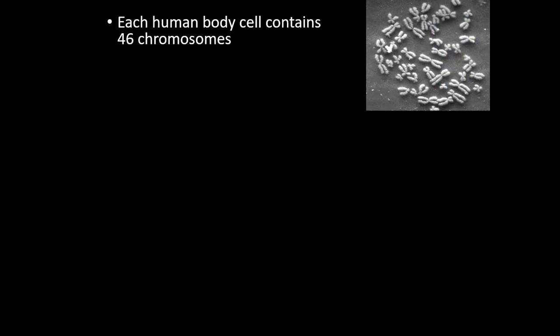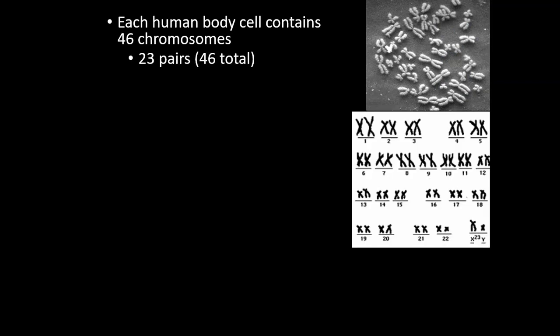Each human body cell contains 46 chromosomes. So that means overall we have 23 pairs of chromosomes, 46 total chromosomes. This is only in body cells. So body cells are literally every single cell in your body except for an egg or sperm.